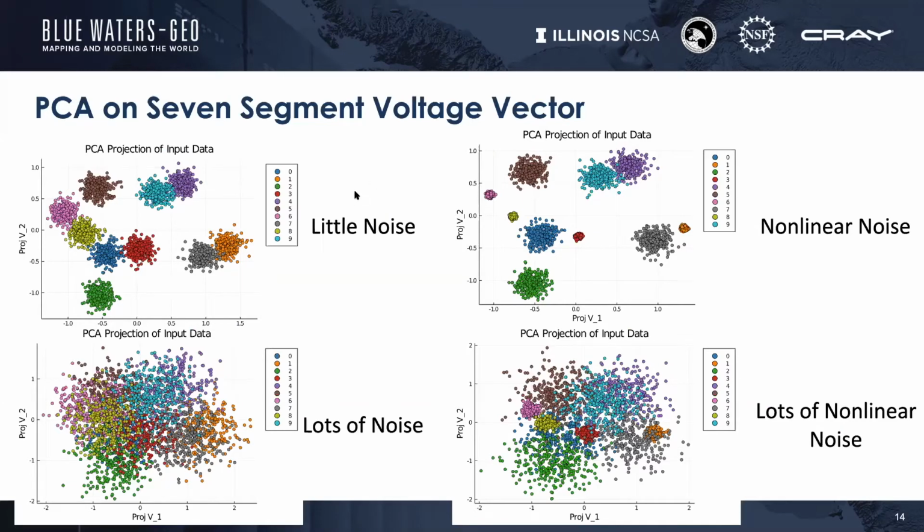Okay, so let's look at what PCA looks like on these 7-segment voltage vectors. If we just add a little bit of noise to these 7-segment voltage vectors and then use PCA and project them down onto 2 dimensions, they just look like cute little blobs. And even if I didn't go and color the classifications, we could look at these blobs and say, oh yeah, this is probably one of the input classifications.